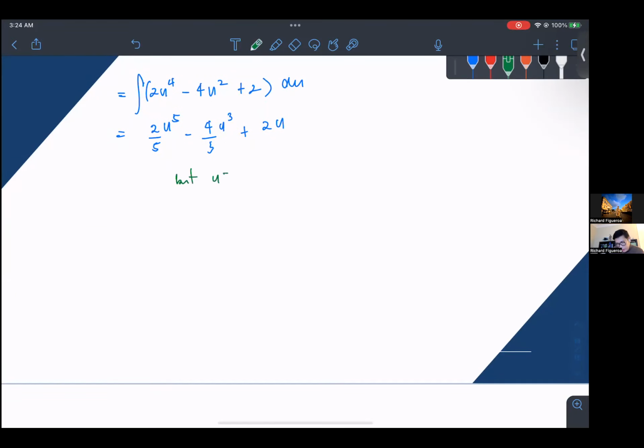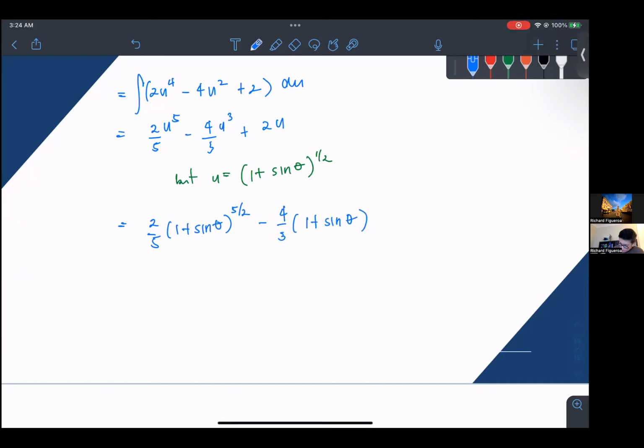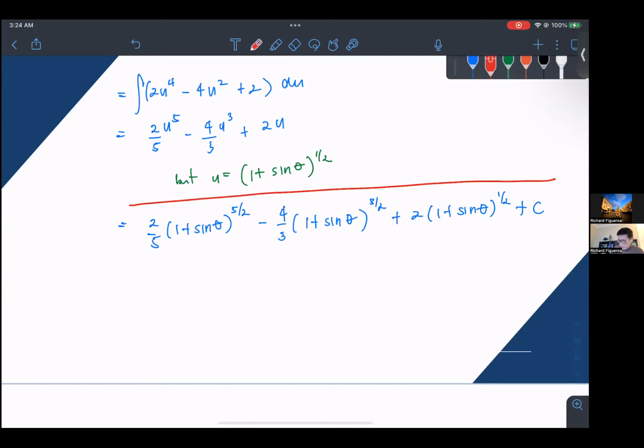But our u is 1 plus sine theta raised to 1 half. So therefore that would be 2 over 5 times 1 plus sine theta, and 1 half times 5 is 5 all over 2. Minus 4 over 3 times 1 plus sine theta, and 1 half times 3 is 3 all over 2. And plus 2 times 1 plus sine theta raised to 1 half. And that's it.